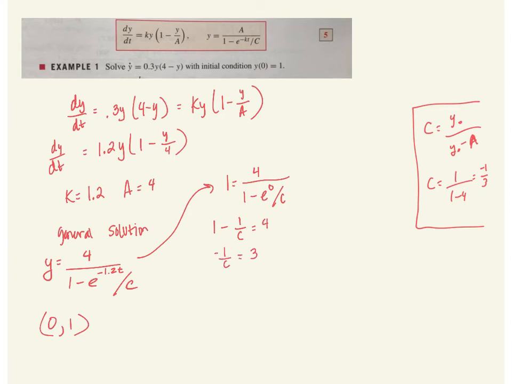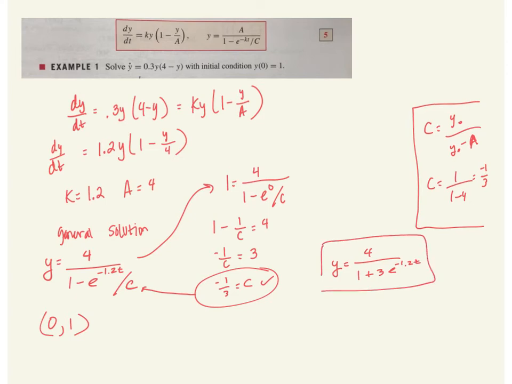Right, and then I can see if I cross multiply and basically swap the c and the 3, negative 1/3 is then equal to c. So it's the same exact thing. My final step is to take my c and put it into my general solution equation. So I have my solution, y equals 4 over 1. So if I'm dividing by c, I'm dividing by negative 1/3. This turns into a plus 3e to the negative 1.2t would be my final answer.